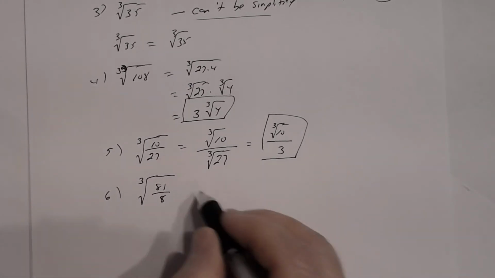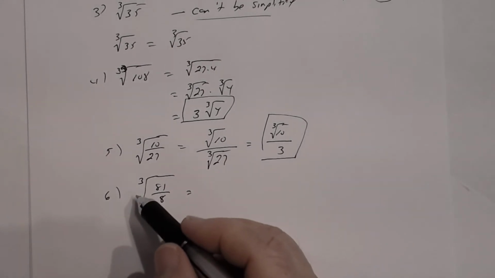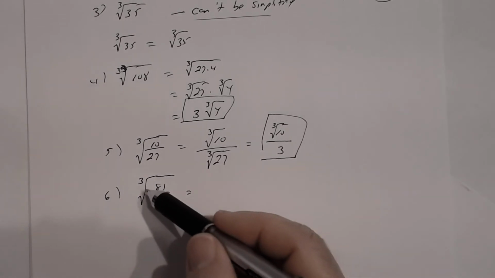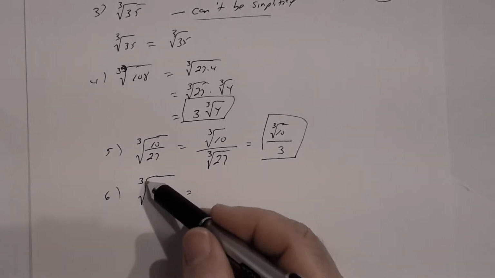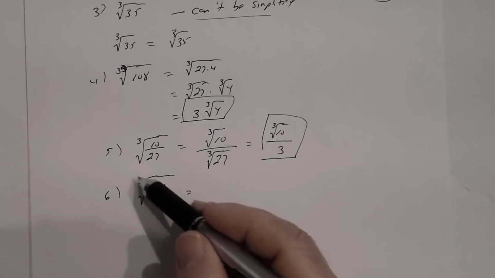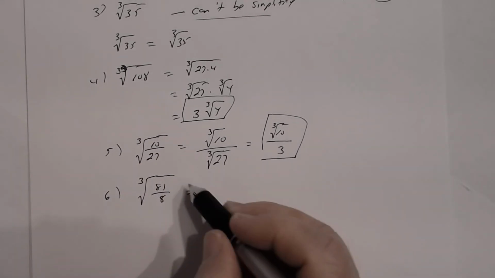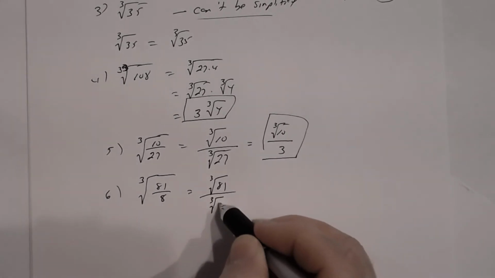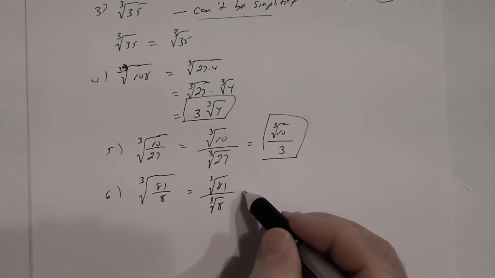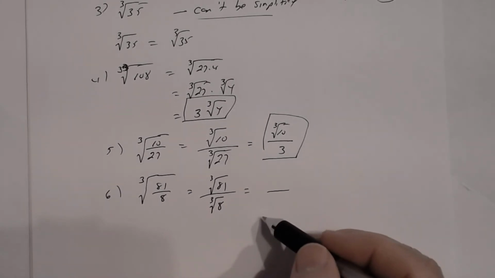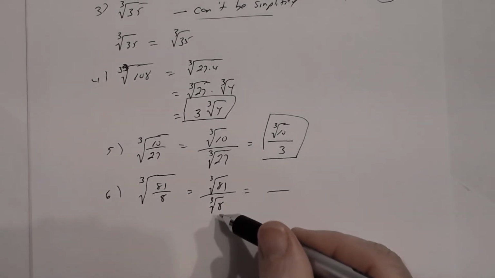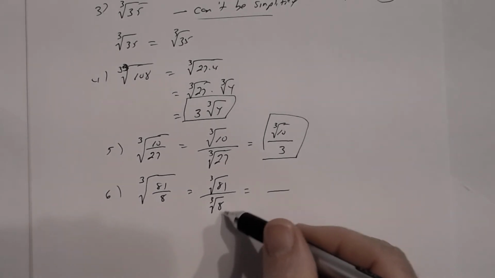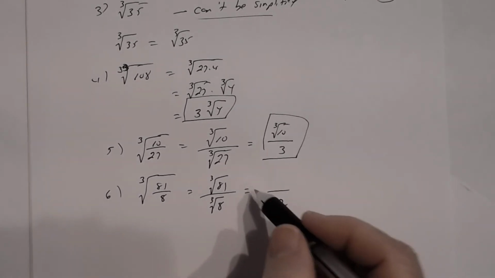Okay, so using the quotient rule, remember when you did the square root, the product and quotient rules still work with cube roots as well. They work with any root. So I'm going to write this as the cube root of 81 divided by the cube root of 8. I know the denominator is the cube root of 8. 8 is a perfect cube, right? So what times itself 3 times is 8? The answer is 2.